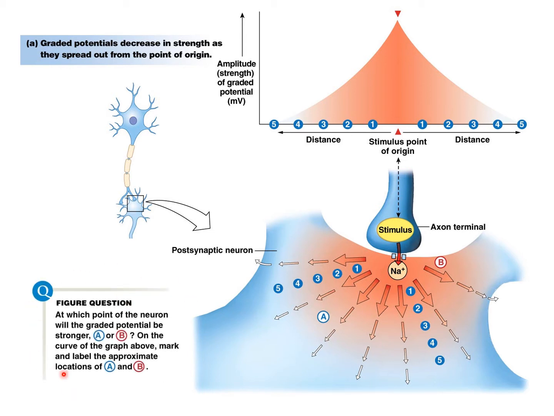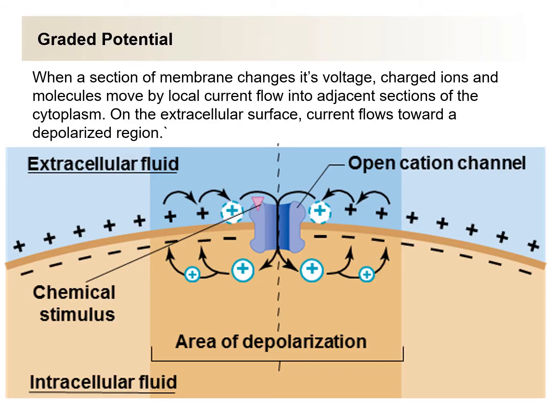Great figure question for understanding this idea that we have a diminishing intensity of depolarization from the point of stimulus. And that's something that action potentials do not do. They do not lose their strength. The typical way that graded potentials are created is by a change in permeability to an ion in a given spot on the surface of a neural cell or a muscle cell membrane.